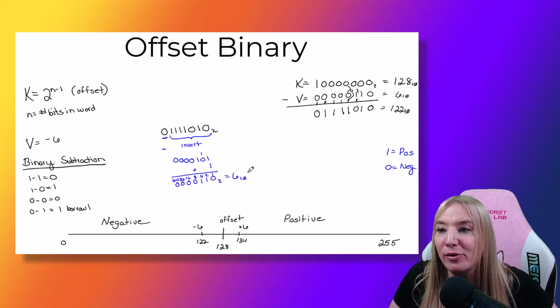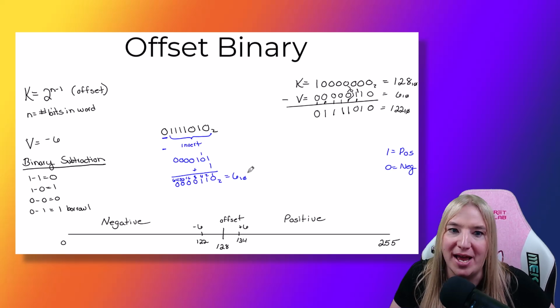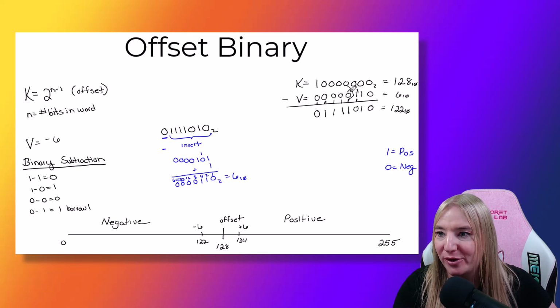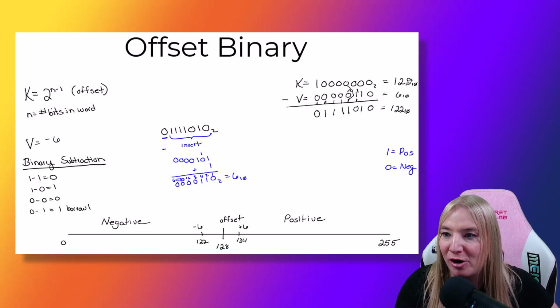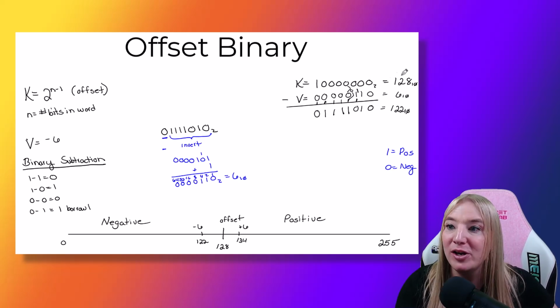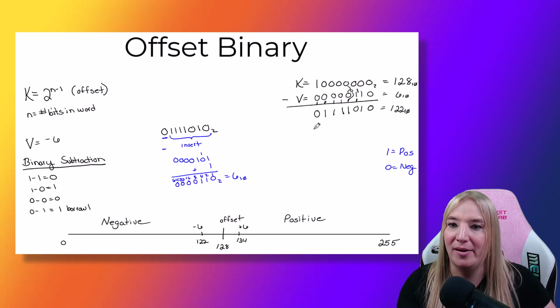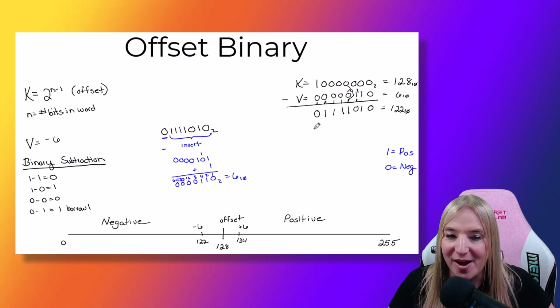And you can see, if we were to add the positive and negative 6 together, we should get 0. And if we know what the decimal values are, we could just go backwards. If we know our offset's 128, we could just subtract 6 from it, which gets us to 122, and convert that to a number, and that would get us to it as well. So pretty cool.